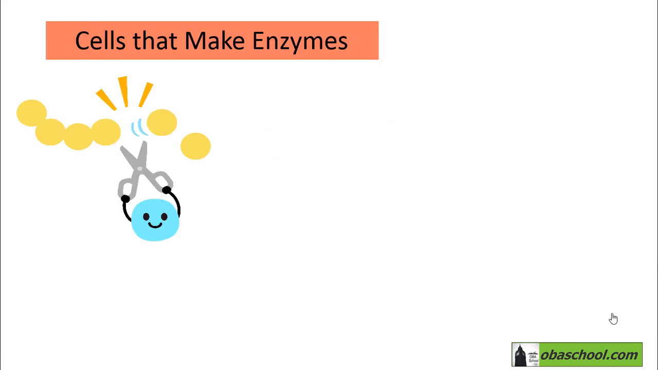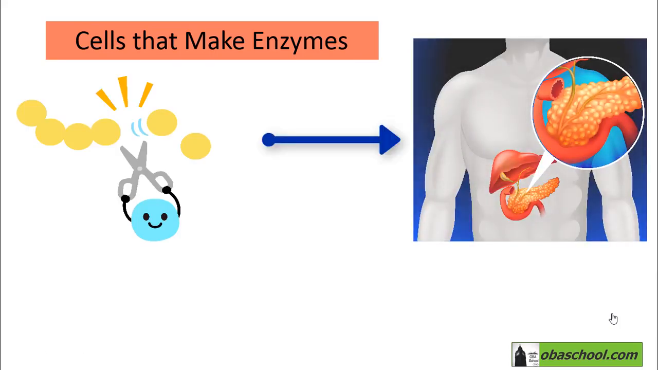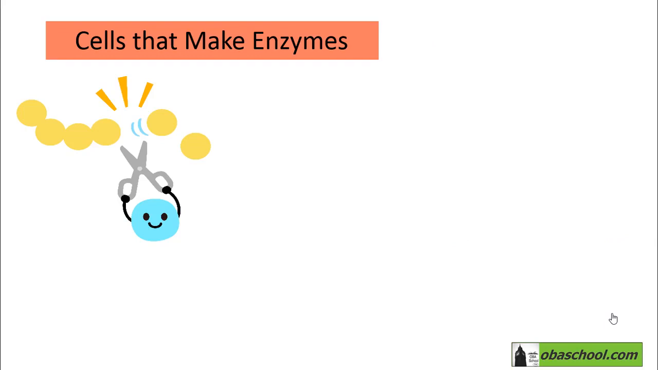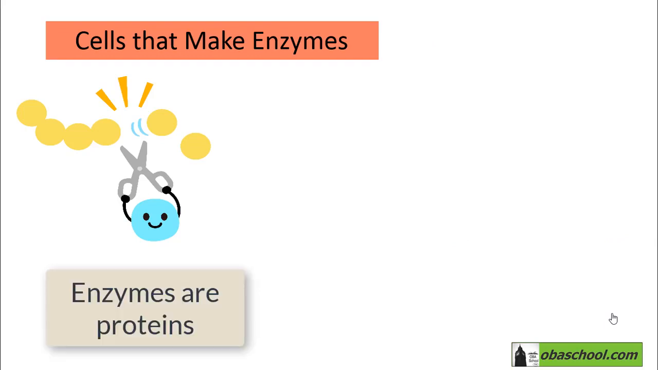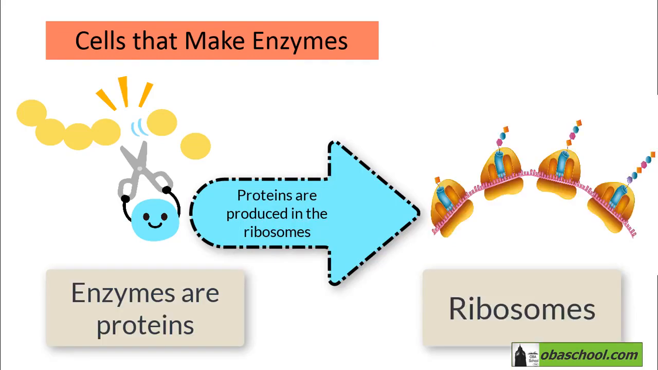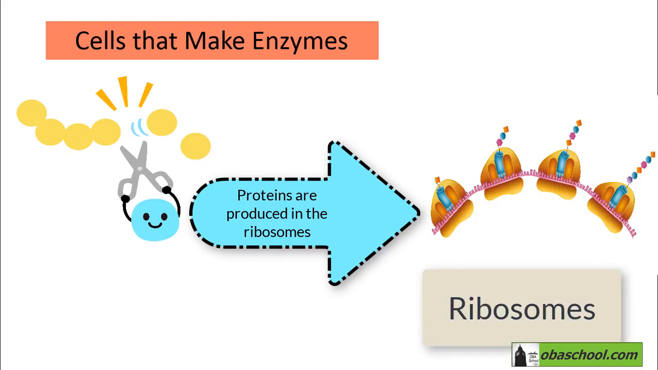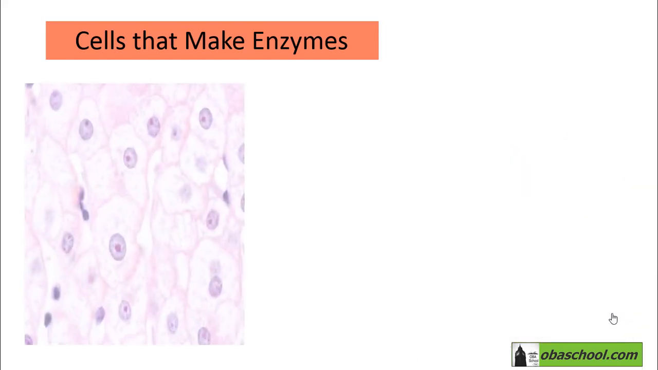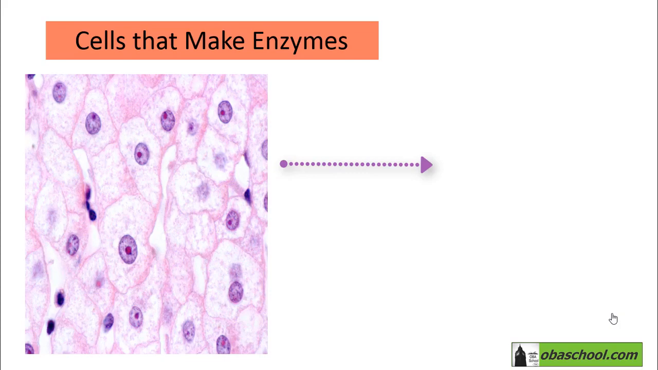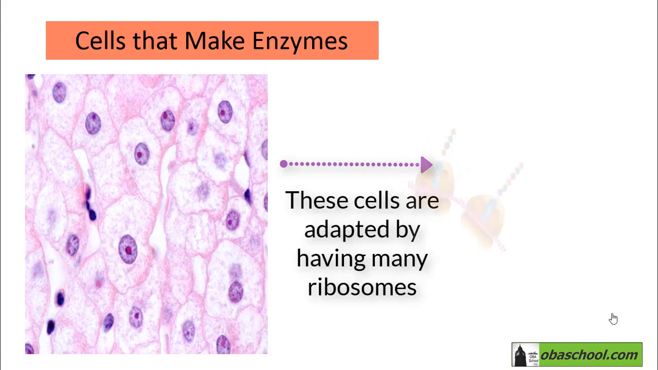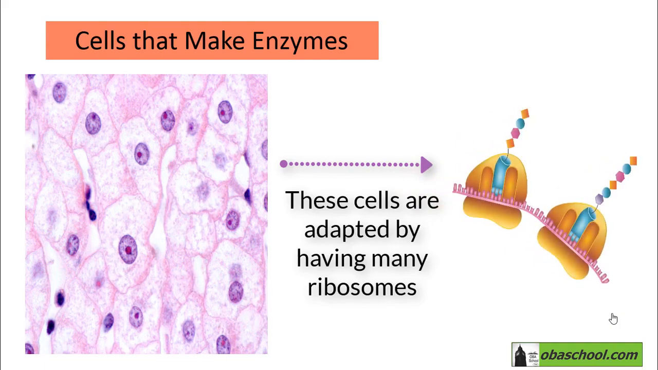Enzymes are made by the cells of the pancreas. These enzymes are proteins, and proteins in general are made in the ribosomes. Thus, the cells of the pancreas that produce enzymes are adapted to this function by having many ribosomes.